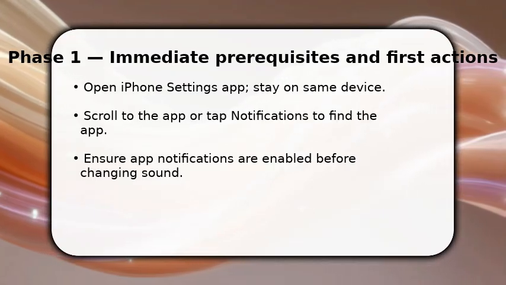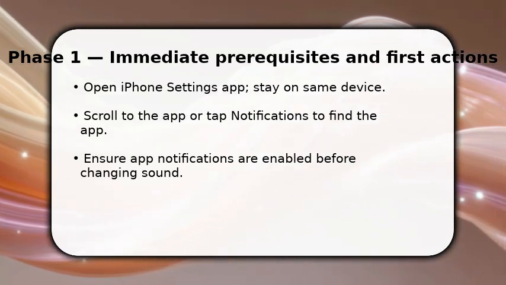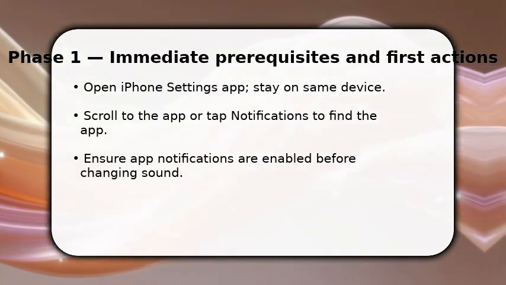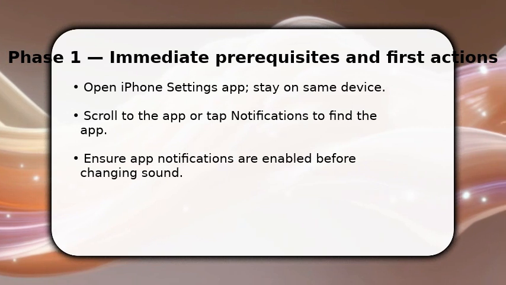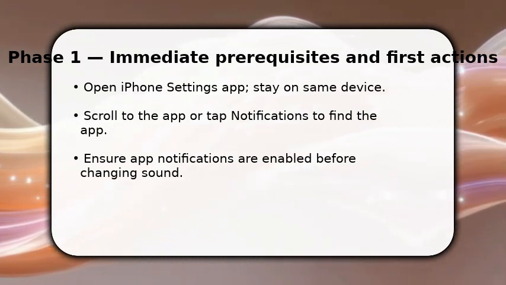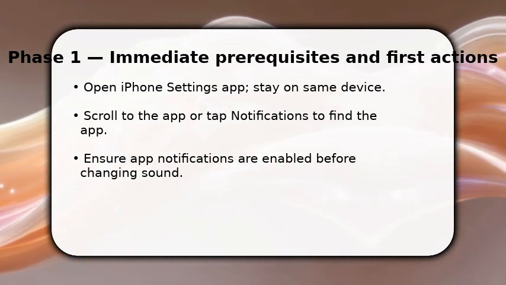You start in Settings because that central control lets you change an app sound without reinstalling it. Tap Settings, then either scroll to the specific app or open Notifications and select the app from the list. Once done, make sure the app's Allow Notifications toggle is on. Otherwise, sound options remain hidden.